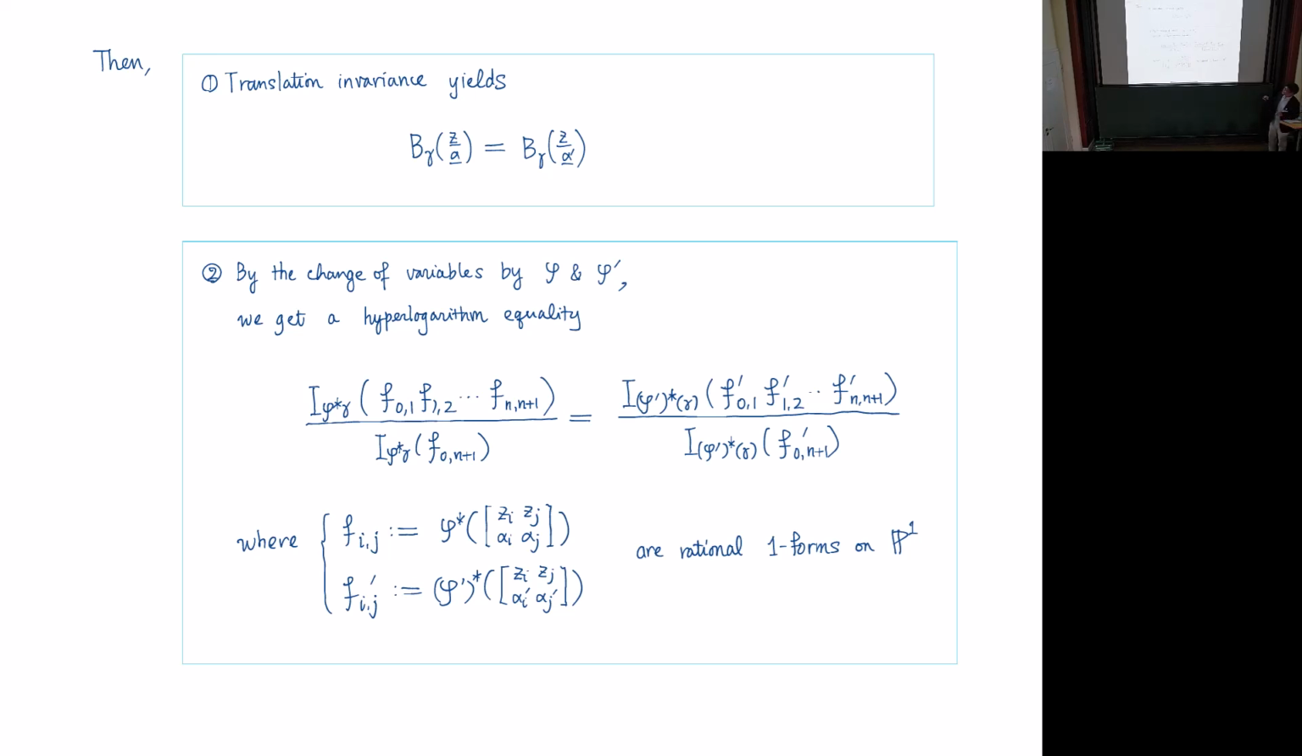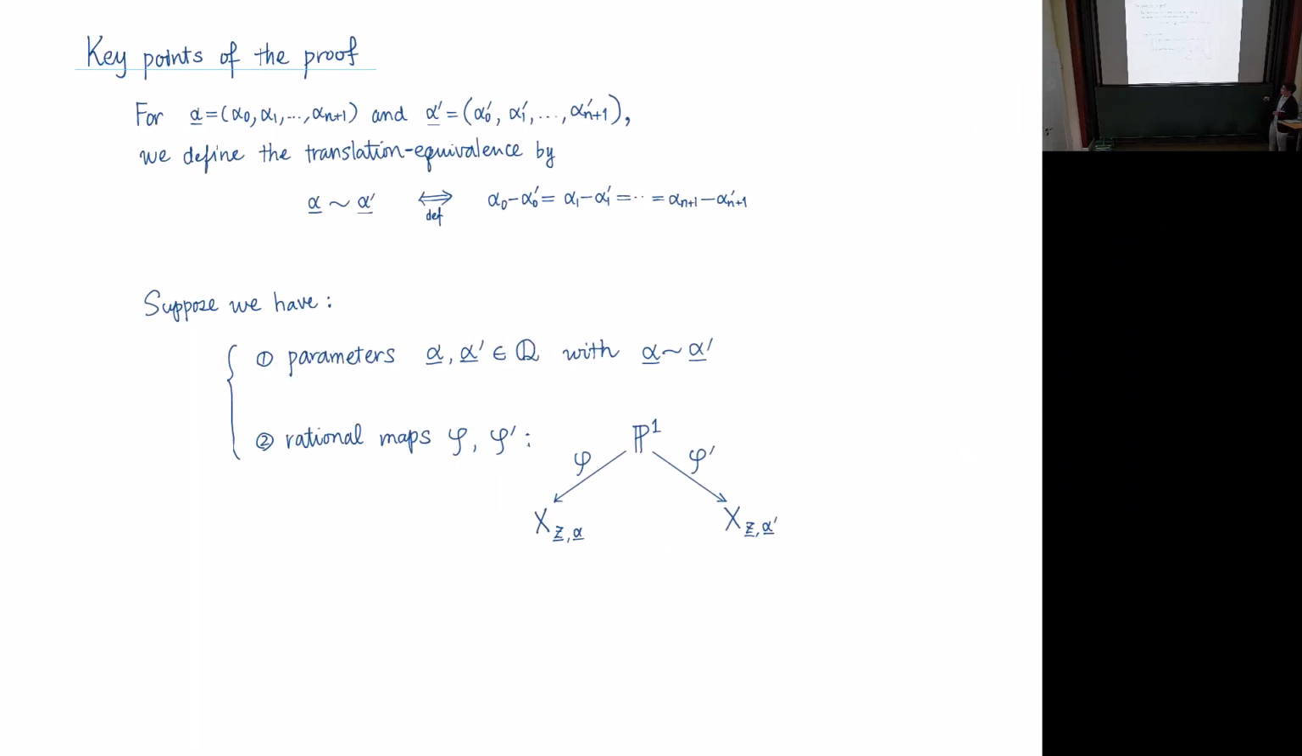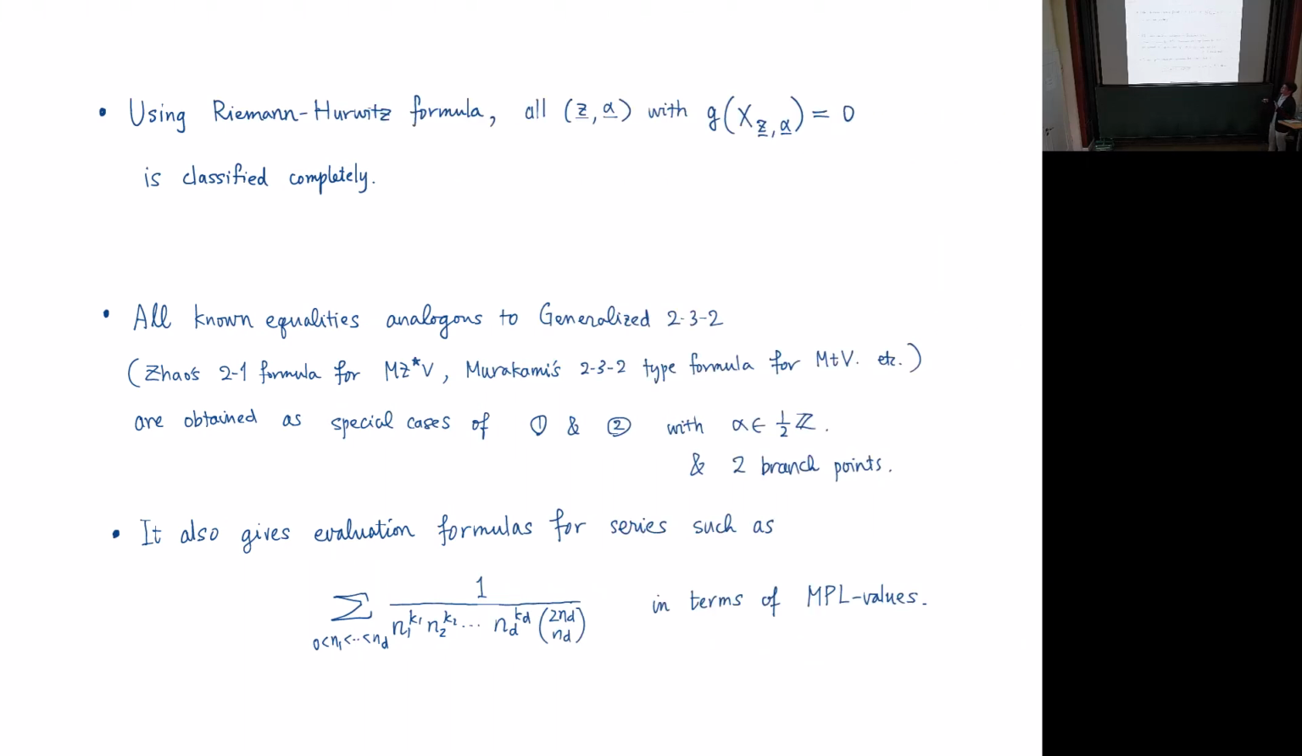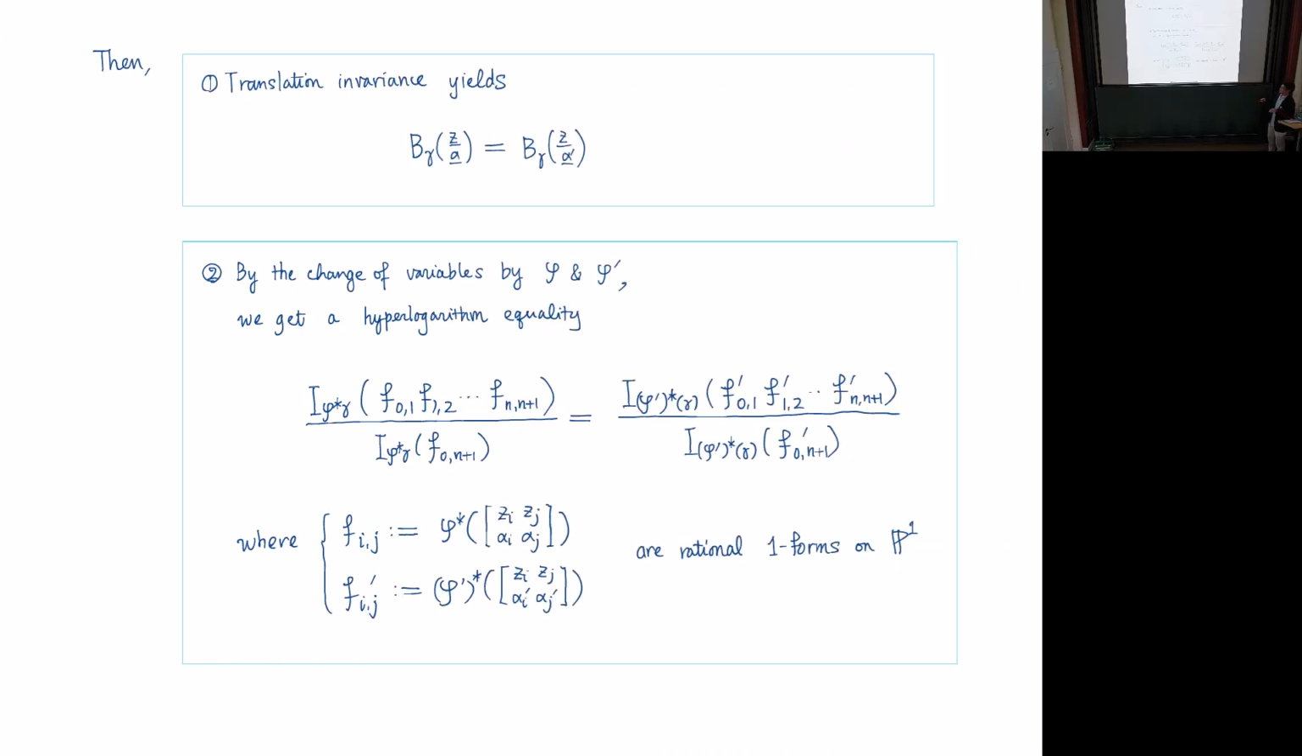And in order to get such identities, we need to understand when those curves become of genus 1 or genus 0, and it's possible to do that by using the Riemann-Hurwitz formula, and we classified all of them. There aren't so many, but there are still some infinite sequences, simple ones. And all known equalities analogous to the generalized 232 formula, including Zhao's 2-1 formula for multiple zeta star values, and Murakami's 232-like formula for multiple t values, and similar formulas for symmetric MZVs and so on, are all corollaries of the great beta integral identity.